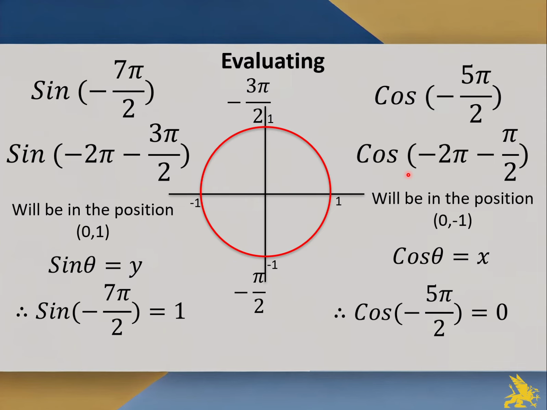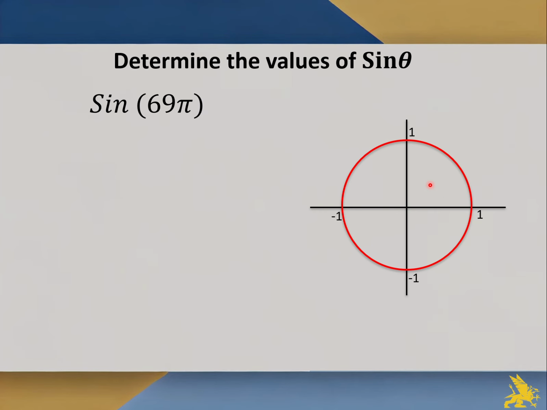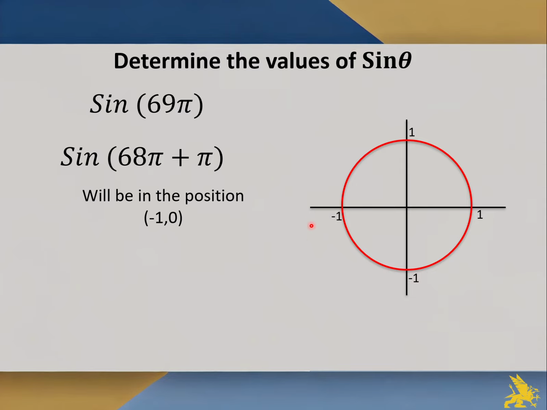So now we can understand with splitting it. It doesn't matter what I give you. 69 pi, I just look at, okay, well, each time we go around, it's an even number, so 2, 4, 6. So what's the closest? 68. So it's 68 pi plus pi. That means I've gone around 68 pi times. An extra pi will land me over here, which is negative 1, 0. We're talking about sine. Sine is y value. So then here, the y value is 0. So sine 69 pi is equal to 0.